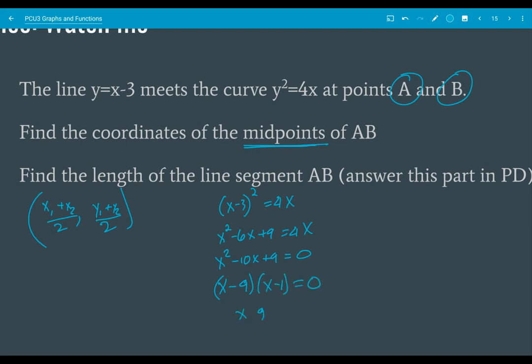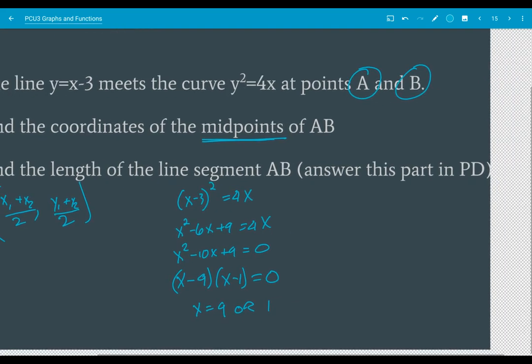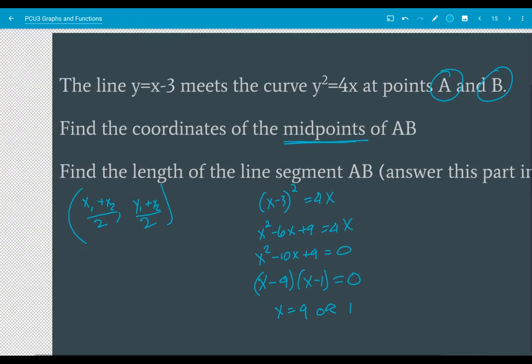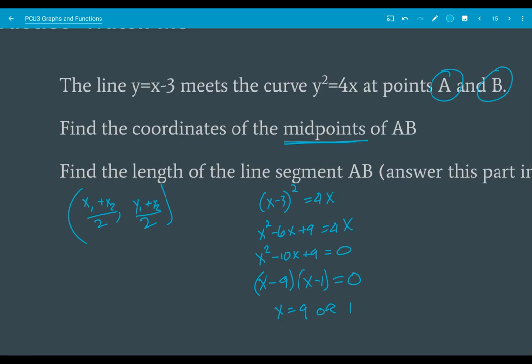So x is 9 or 1. Now you could have solved this quadratic equation any number of ways. I recognized that it factored. You could use the quadratic formula. You could have used your calculator. There's any number of ways you could have solved this quadratic. But that's only half of it. That gives us our x. So we know that, let's call A is 1 and B is 9.